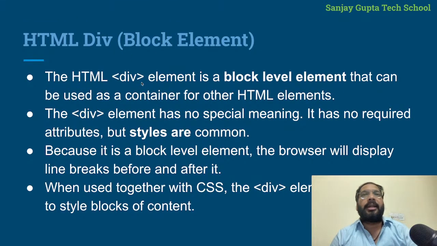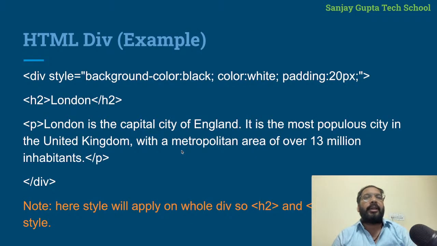The HTML div element is a block level element that can be used as a container for other HTML elements. The div element has no special meaning. It has no required attributes, but styles are common. Because it is a block level element, the browser will display line breaks before and after it. When used together with CSS, the div element can be used to style blocks of content. Here you can see we have a code where div is implemented.